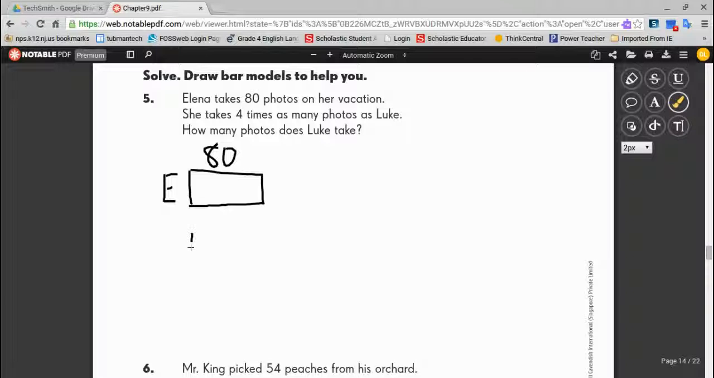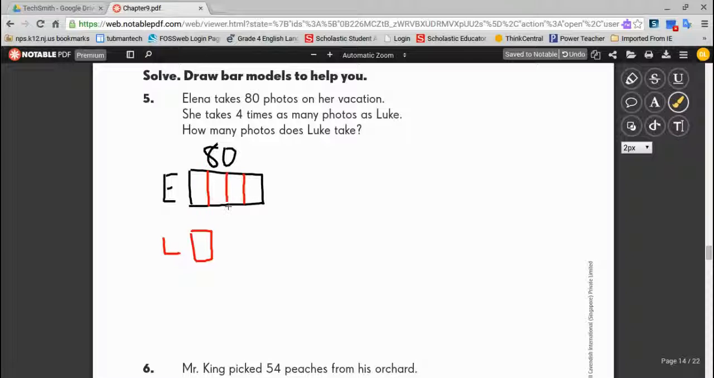So if Luke has just 1, here's Luke, I'll use a different color. So if Luke takes this much, Elena needs to have 4 times as many as that. So I'm going to take Elena's bar model and split it into 4 boxes because it's 4 times as many as Luke's, and she takes 80 photos. So how many photos does Luke take?